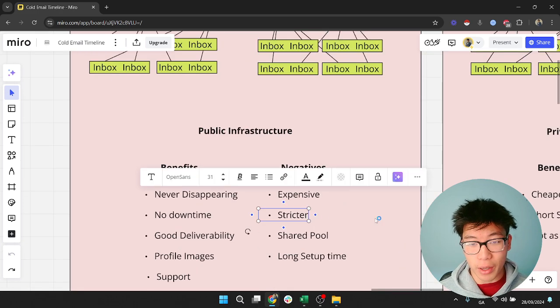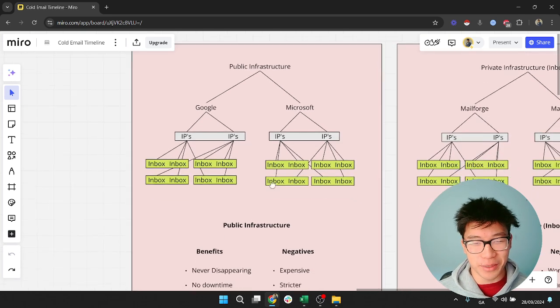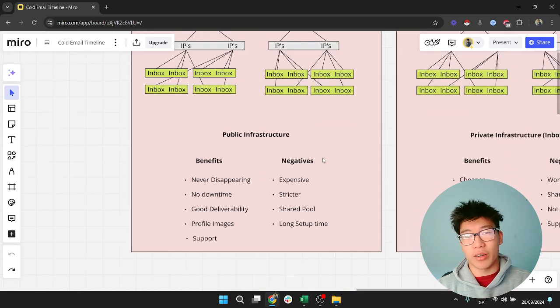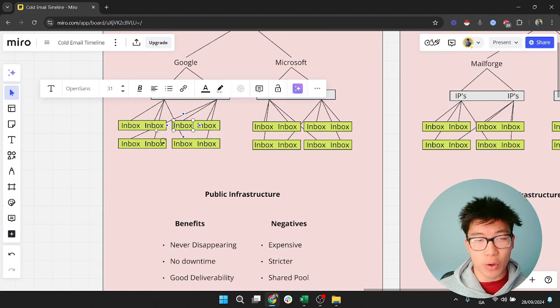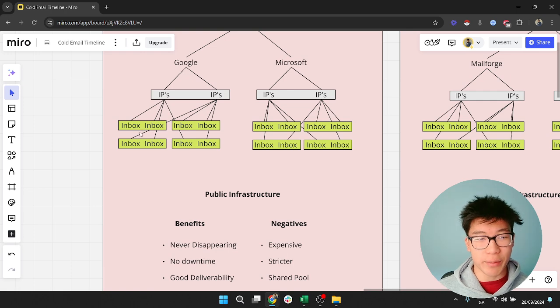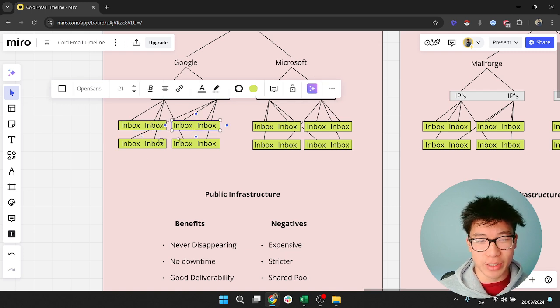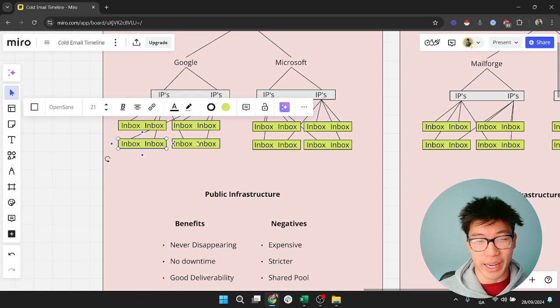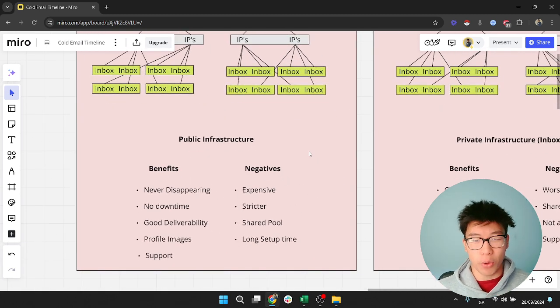They're stricter on policies. Google especially has more policies than Microsoft on this. But I also do think Microsoft has worse deliverability than Google, but this is just assumptions at this point from all the emails I've sent. But generally, they have stricter regulations than private infrastructure. They have a shared pool. As you can see in this, you're bunched in with a bunch of other inboxes. So let's say Timmy is this green box here, and Sarah is this second inbox here, and you are this inbox here, and Terry is this inbox here. You're all connected to the same IPs, and I'll explain in a minute why that's important.